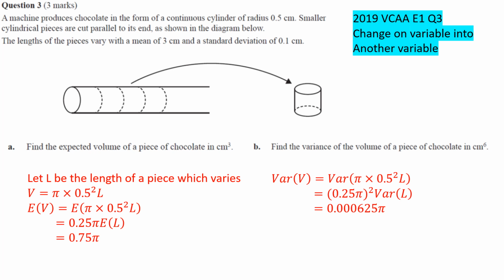So for the variance, similar concept. Because you want the variance of the volume, you put the expression for the volume in here, and then use one of the formulas. You want to take this constant outside and square it, and then multiply by the variance of L.